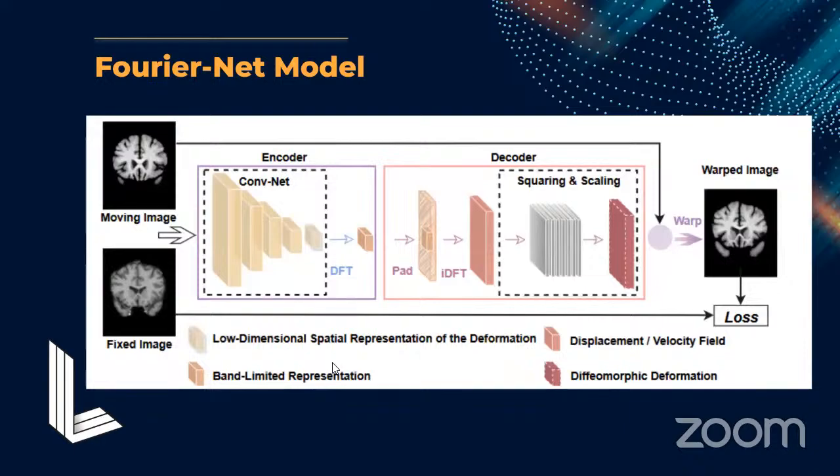Here you can see the architecture of the Fourier-Net model. The convolutional network in the encoder first produces a low-dimensional representation of the image pair, like the displacement field, followed by an embedded DFT layer that maps the low-dimensional representation into the band-limited Fourier domain. The decoder part, which consists of the padding and the IDFT layer, along with some optional squaring and scaling layers, reconstructs the displacement field to its full resolution. Then the warping layer deforms the moving image and the loss is computed.